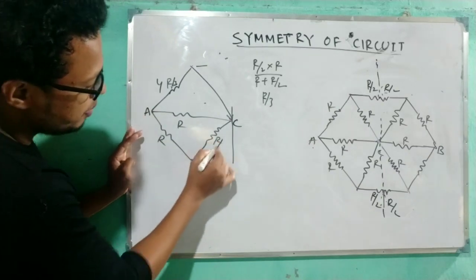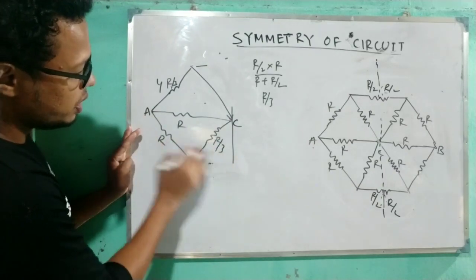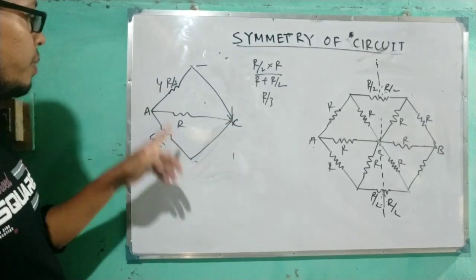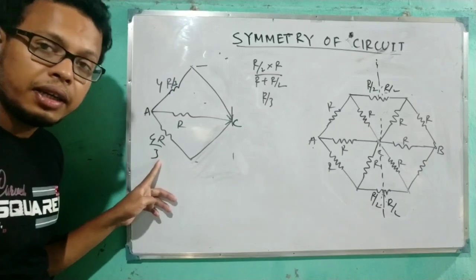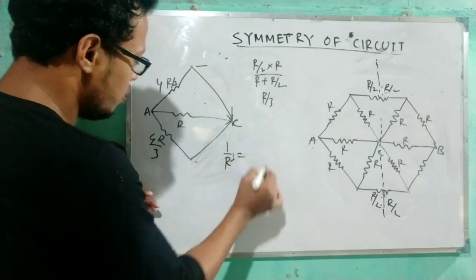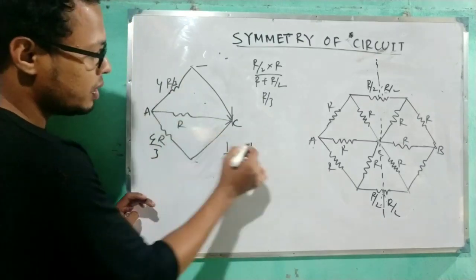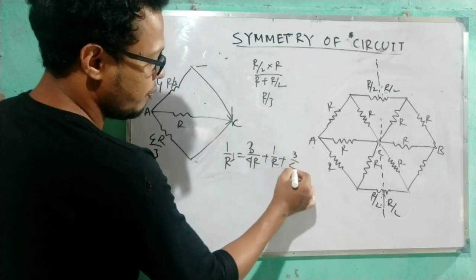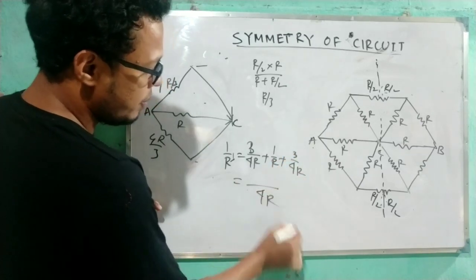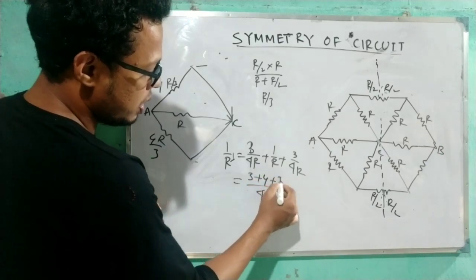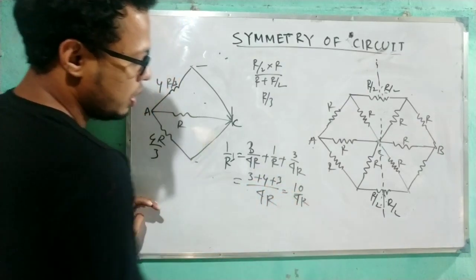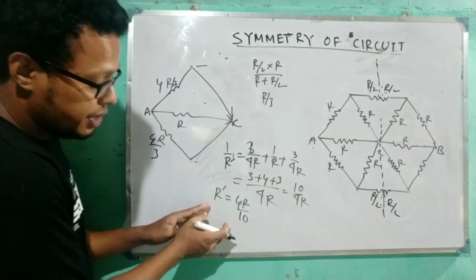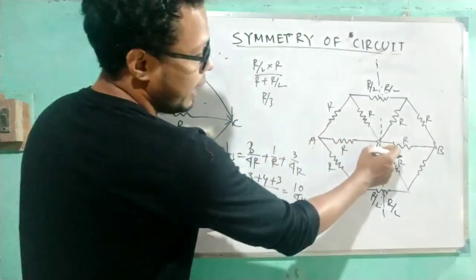Here first it will come R by 3, next R and R by 3 in series, so it will come 4R by 3. Look, now this 4R by 3, R, and 4R by 3 are connected in parallel. So 1 by R dash will be 3 by 4R plus 1 by R plus 3 by 4R. 4R is the LCM, and 3 plus 4 plus 3 means 10 by 4R, and then R dash will be 4R by 10. This R dash is the equivalent resistance between A and C.